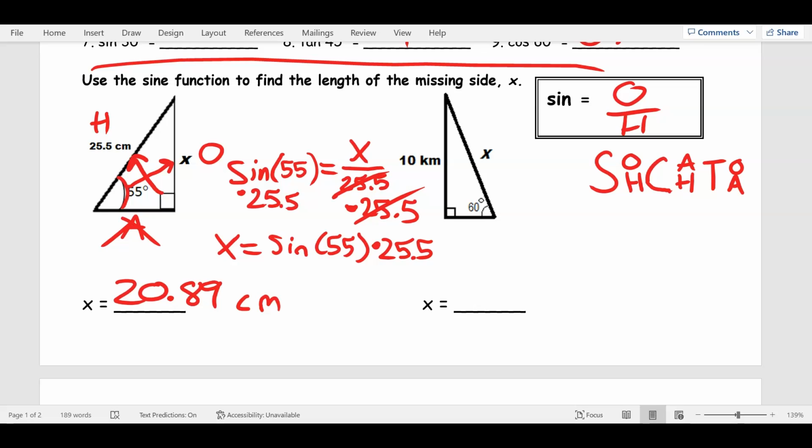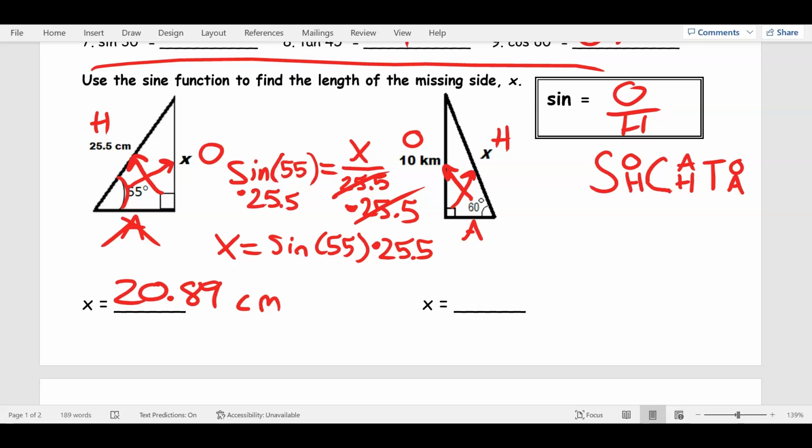All right, here we go. OHA. So across from, what's my starting angle? 60. 60 is labeled. You never start at 90. The other one's not labeled. Okay, so at 60, here's my O. Across from 90 is my H. And then my leftover is A.